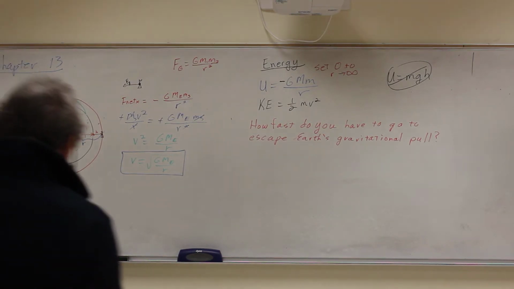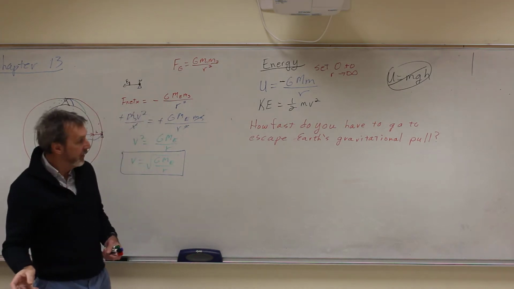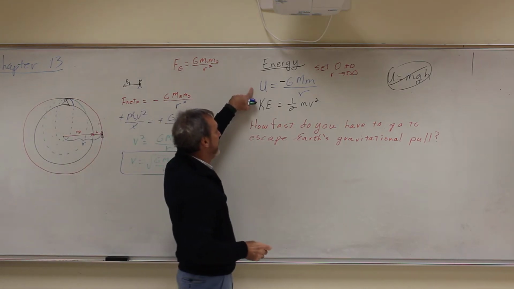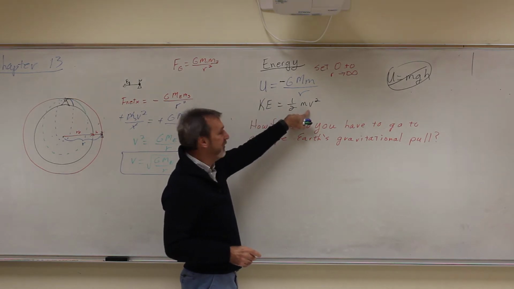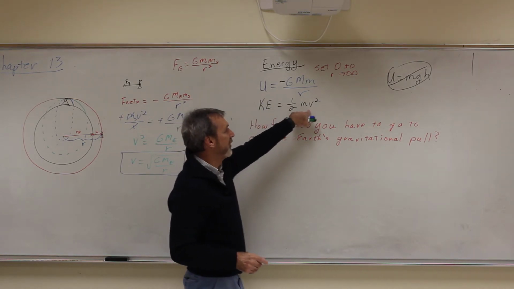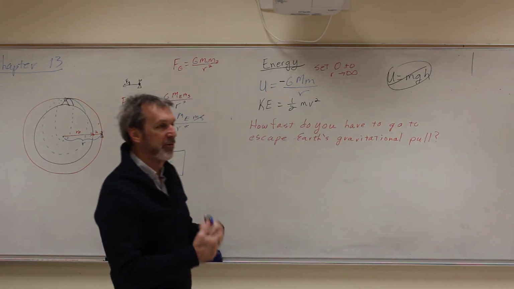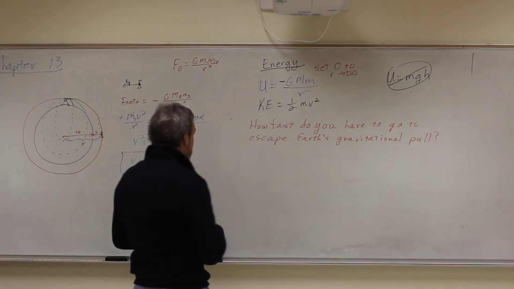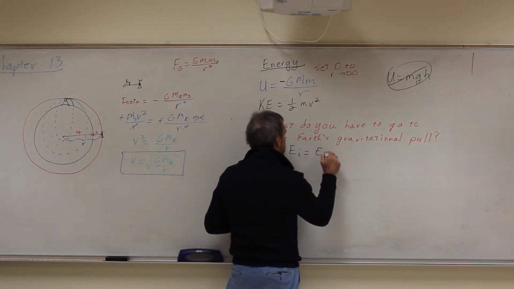All right, so what we're going to try to do now, using our definition of energy, is figure out how much initial velocity we need to get away from the Earth. In fact, our final velocity can be zero, but we want it to be zero at an infinite distance. So our energy initial equals energy final.